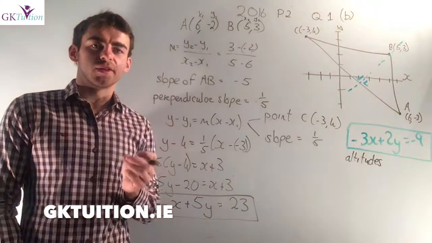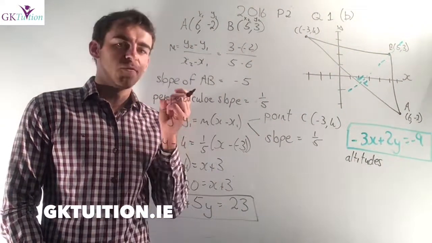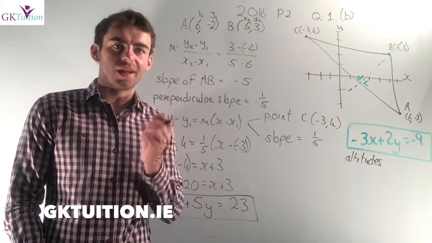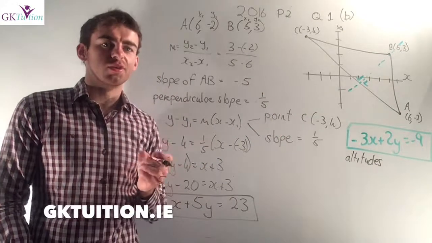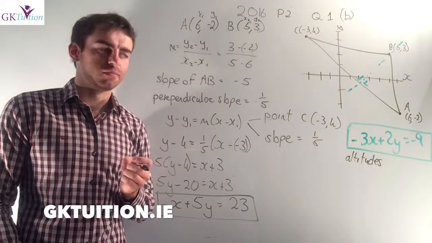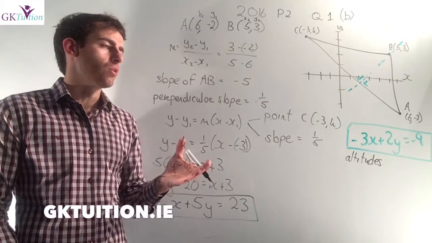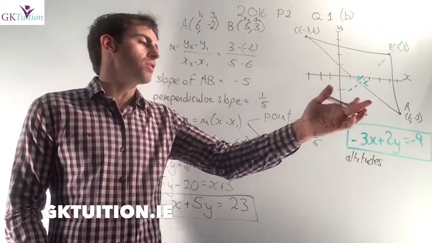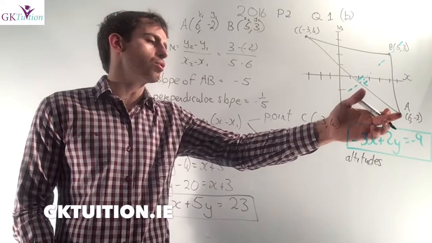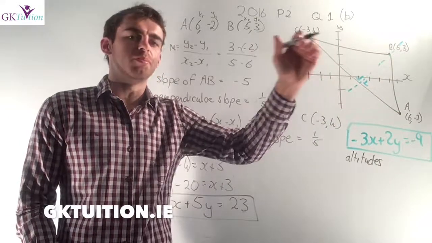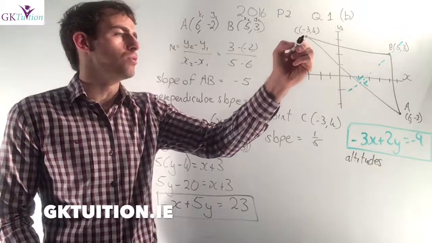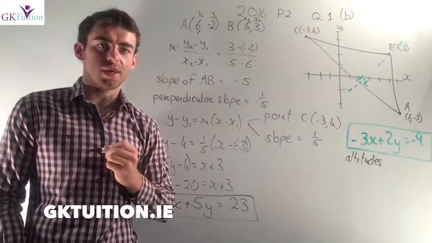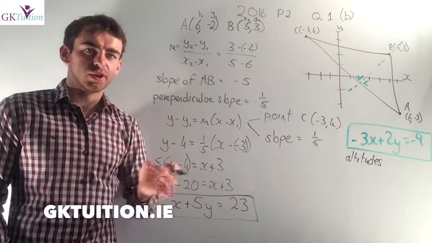And in order to find the orthocenter, we need to find the point of intersection of the altitudes of the triangle. So once we have one of our altitudes, we now need to find another altitude. So there's two other altitudes that we could use. We could find the equation of the line that goes through A and is perpendicular to BC. Or we could find the equation of the line that goes through C and is perpendicular to AB. So it doesn't actually matter which one we use.